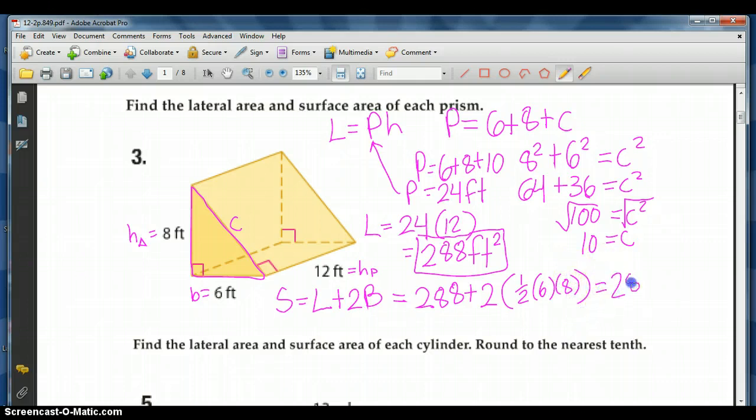So we get 288. 2 times a half is 1, and 6 times 8 is 48. So 288 plus 48 will give us 336 square feet. That's our surface area.